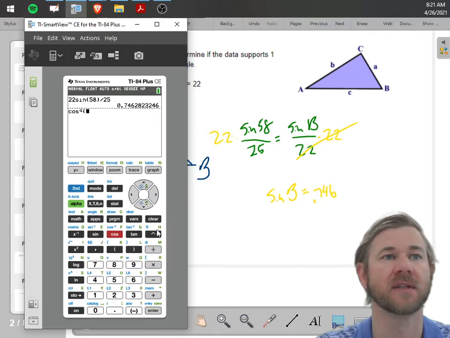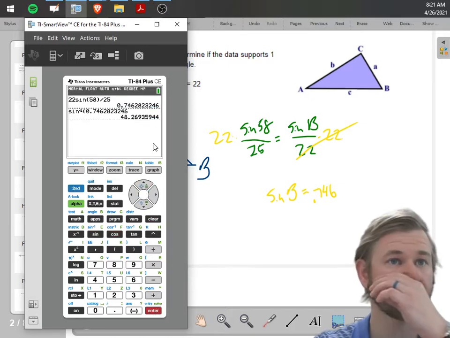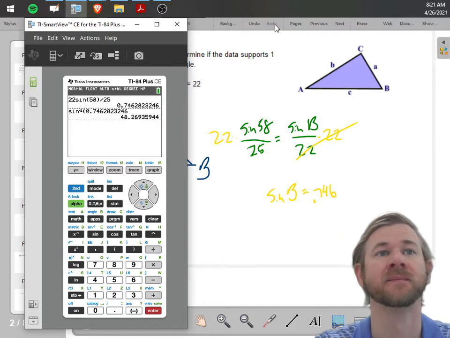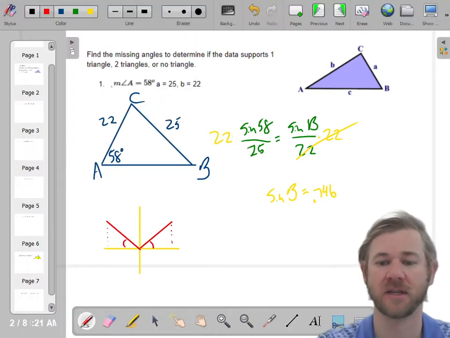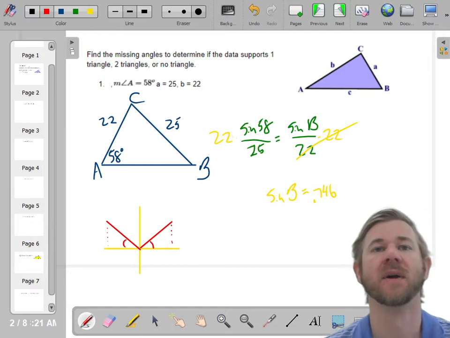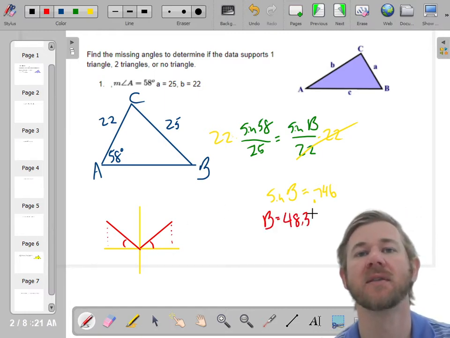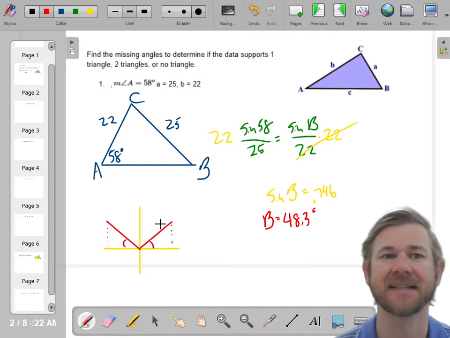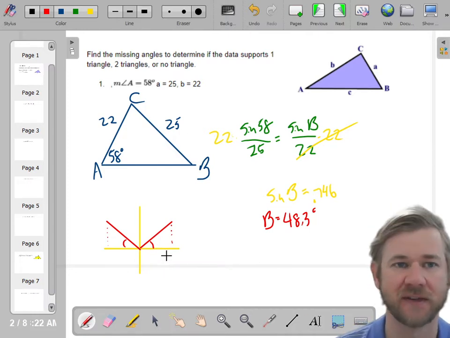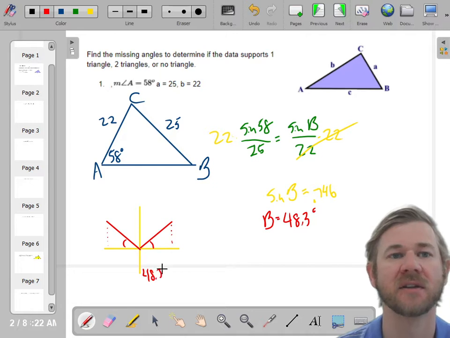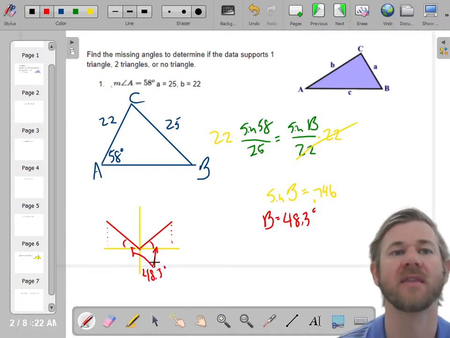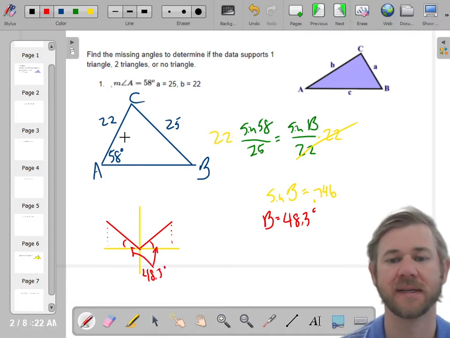Inverse sine, not inverse cosine. Inverse sine of this, 48.27. Let's just make that 48.3, and we'll make it nice and pretty. So we're going to say that angle B is 48.3 degrees. And what you have to realize is that what we found is the reference angle. This angle is 48.3 degrees, or that angle is 48.3 degrees.